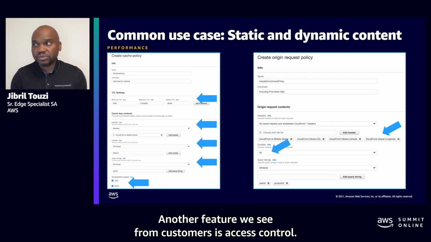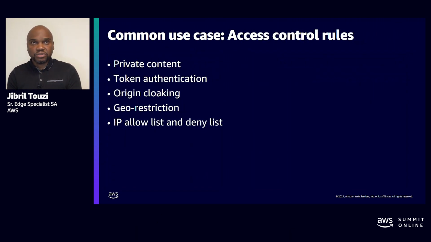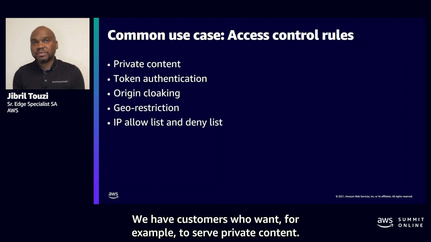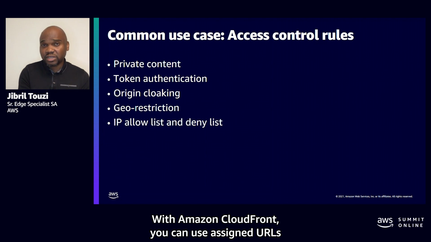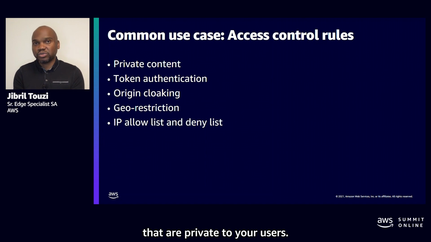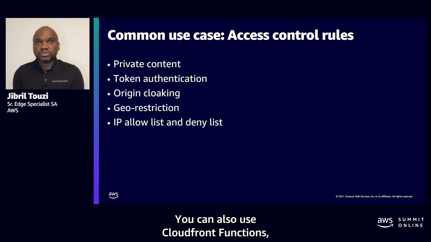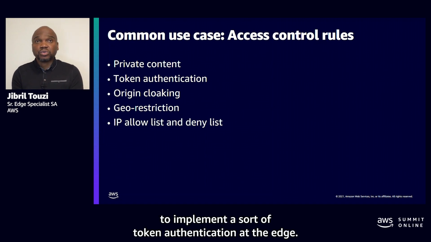Another feature we see from customers is access control. We have customers who want, for example, to serve private content. With Amazon CloudFront, you can use signed URLs or signed cookies to serve some content that is private to your users. You can also use CloudFront Functions, which is one of our edge function offerings, to implement a sort of token authentication at the edge.